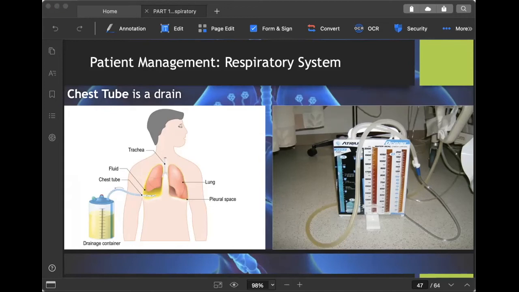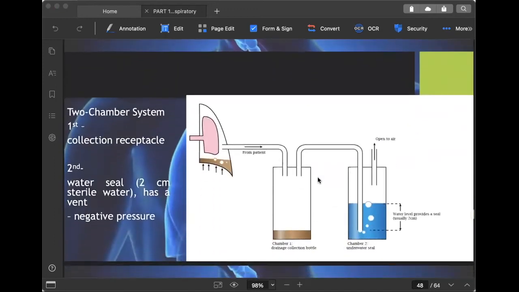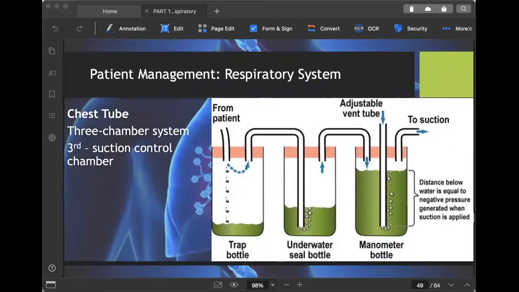Now, how about the next one, your two-chamber system? As you can see here, the first is the collection receptacle, and the second one here is the water seal, which has your vent. This is the negative pressure. We also have your chest tube three-chamber system, or three bottle system. We have your manometer, which is the third bottle. This is added after your underwater seal bottle.